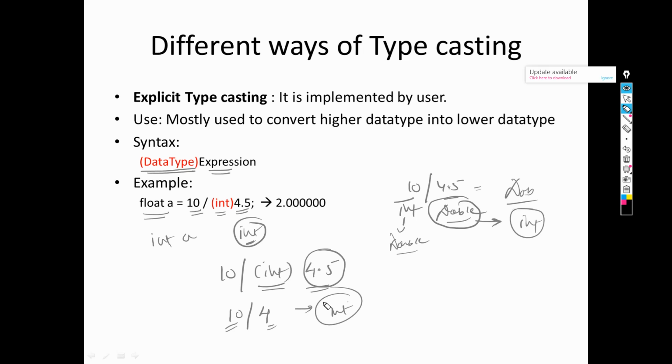So whenever we need to convert higher data type into lower data type, then we need to use this type of format. So I hope this is beneficial to you and you understood the concept.